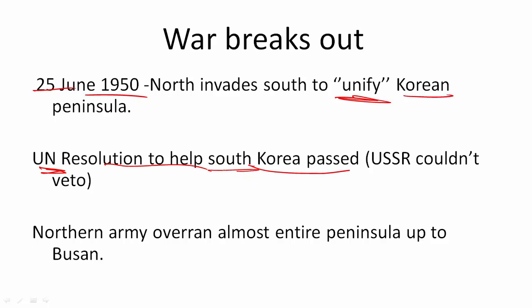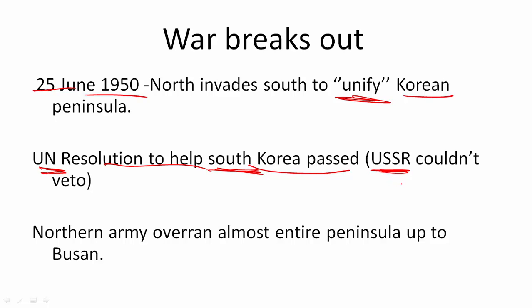Okay, it is very important because this was the first time that the UN was intervening militarily anywhere in the world. The UN was founded hardly 5 years back. Now you might wonder why did the USSR not use its veto? The USSR was a permanent member of the Security Council and they could have vetoed this resolution, but they were boycotting the Security Council at that time.